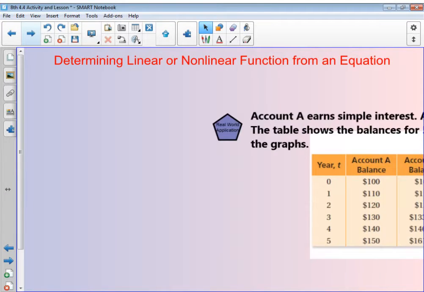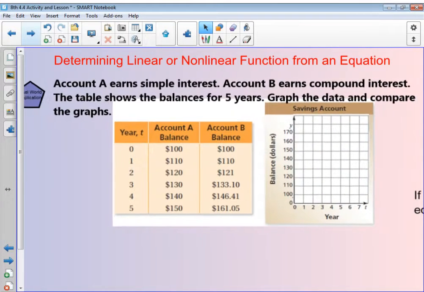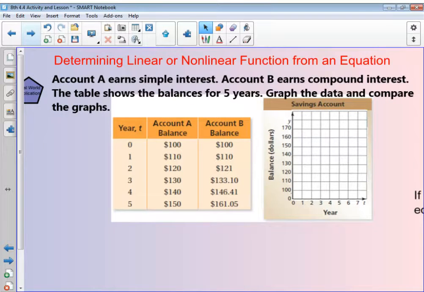Okay, so here's a real world application where we could see something that's linear versus nonlinear. So it says account A earns simple interest. Account B earns compound interest. So simple interest is you're just going to get so much interest each month or each year, however it's set up. Compound interest is where they're going to take the interest that you've earned the previous month or the previous year, and they continue to add that within. And so you're gaining interest on the interest that you previously earned. Okay.